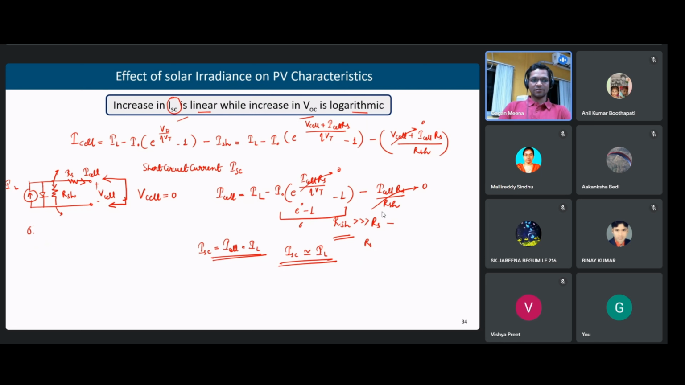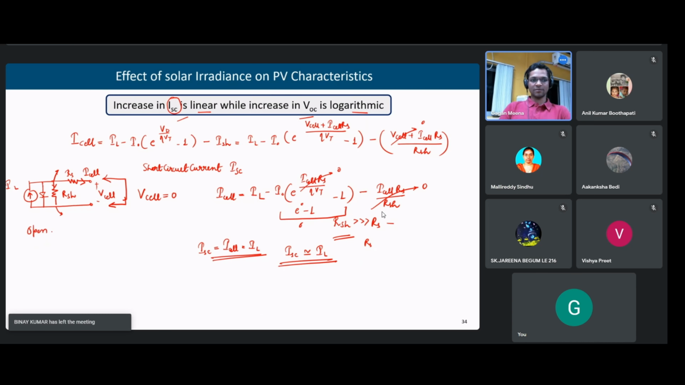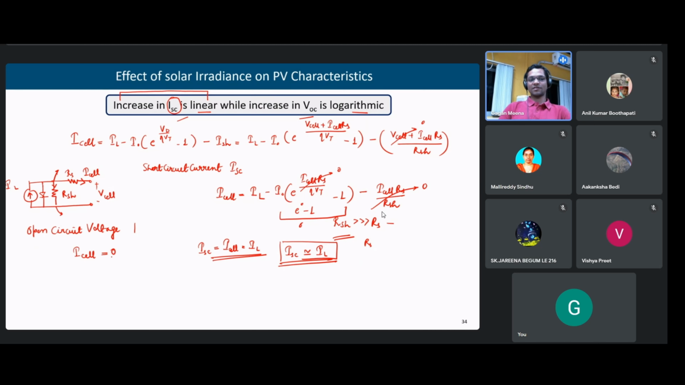Okay, then let us move to the open circuit voltage. So this is clear, right? The increase in short circuit current is linear, which is clear from this. If we see the open circuit voltage, what we have to do? We have to open these two terminals. If these two terminals are open, then I cell will become 0. Now we have to substitute this again in this first equation. So what will happen?